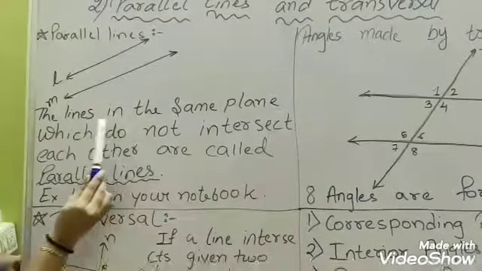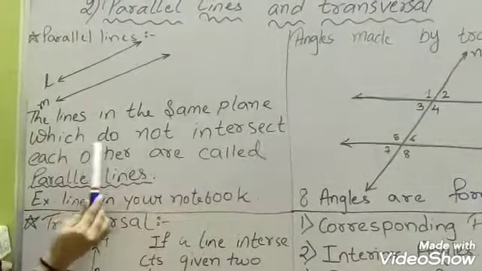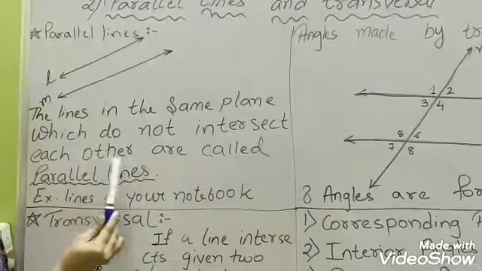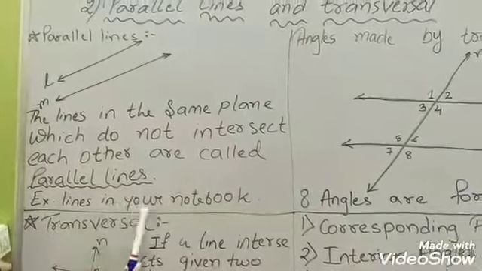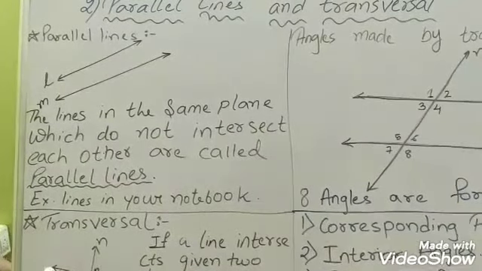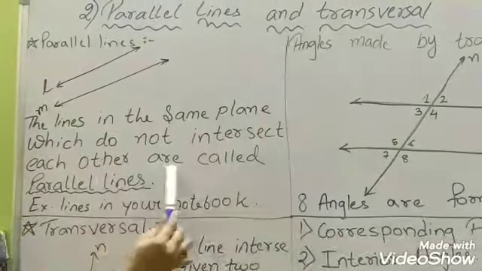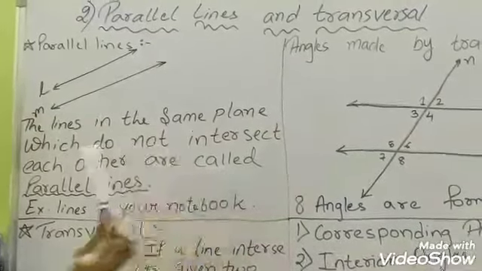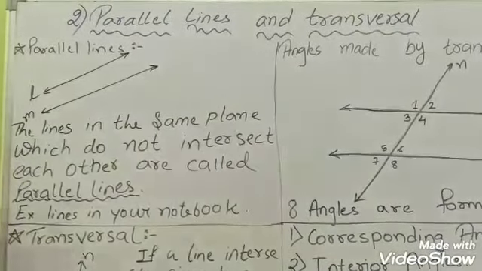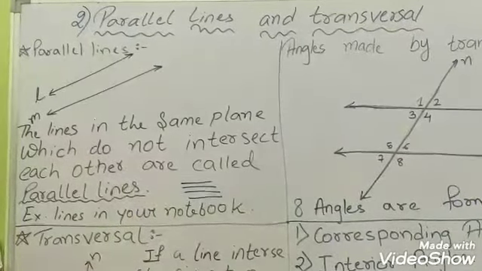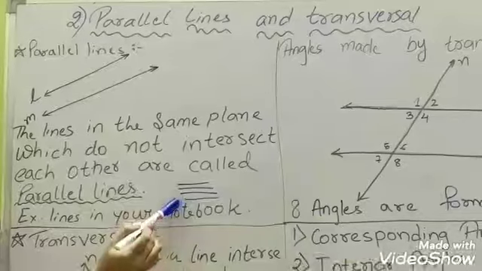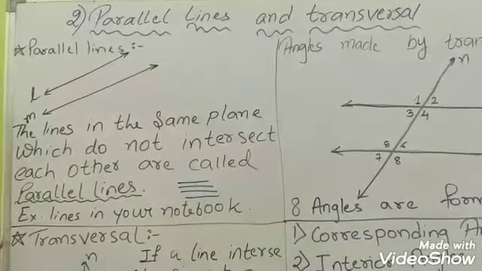Let's define: the lines in the same plane which do not intersect each other are called parallel lines. For example, lines in your notebook. You can see your notebooks. There are lines which are parallel to each other. There are lines like this, right? They will never intersect each other. So that type of lines are said to be parallel lines.